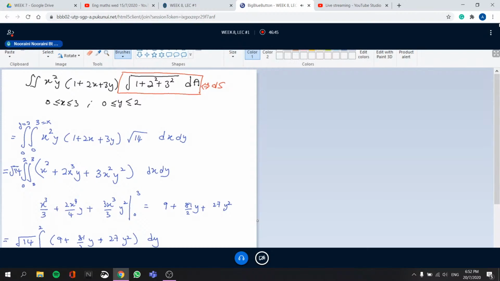Okay, for the previous question, it just gave you 0, 3 times 0, 2. So that means xy. X first, 0, 3, and then proceed by y, 0, 2.